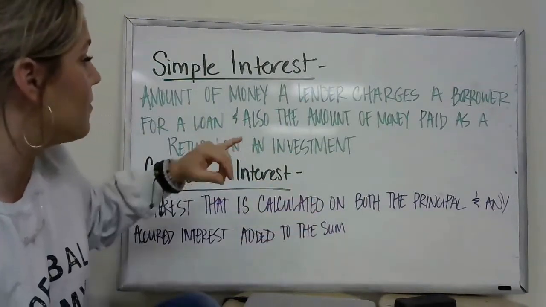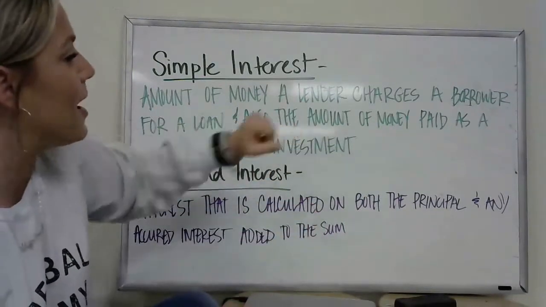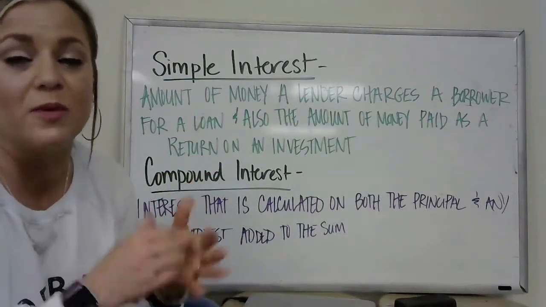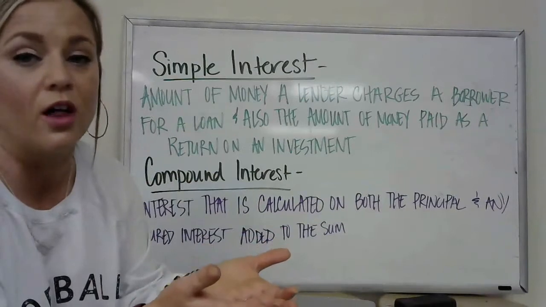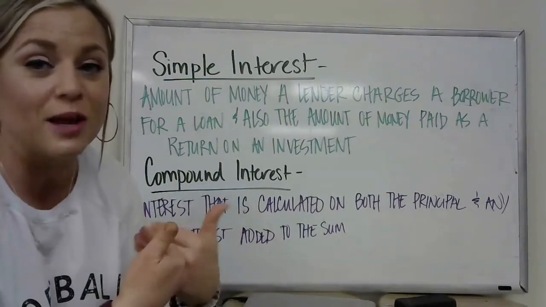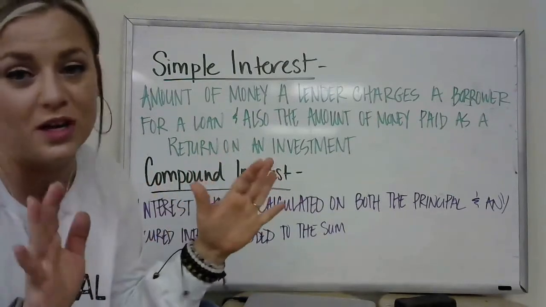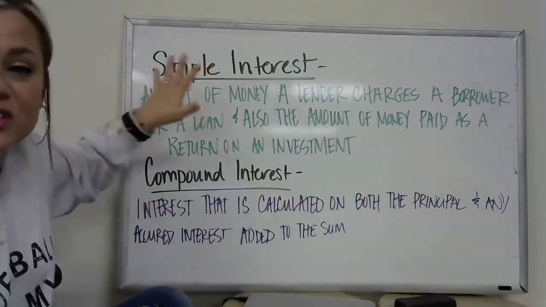It's also called the amount of money paid as a return on their investment. So as a return on their investment, they're investing in you. They're giving you $100. Their return, how much they profit, how much they make, is the 10%, the $10. I'm just picking easy numbers right now. So that's simple interest.